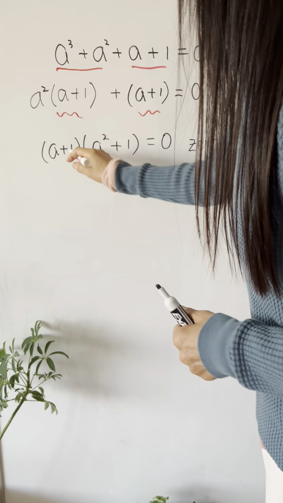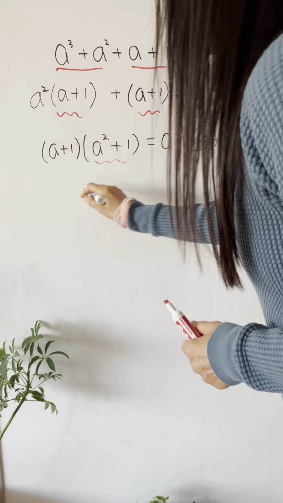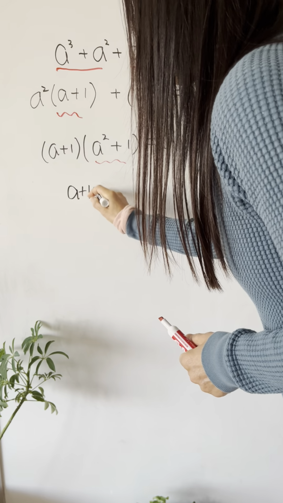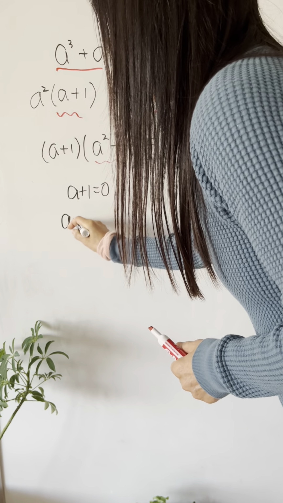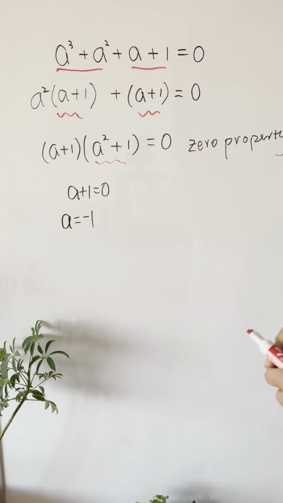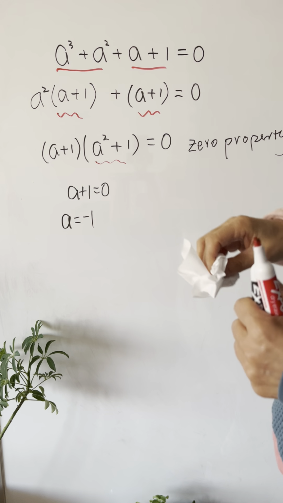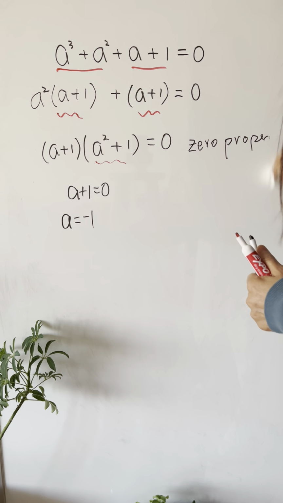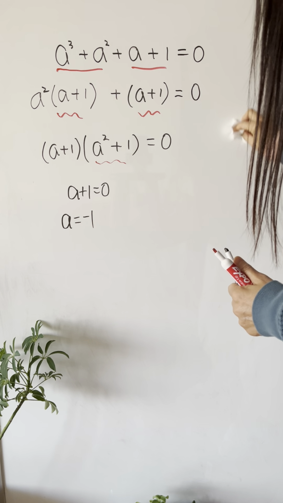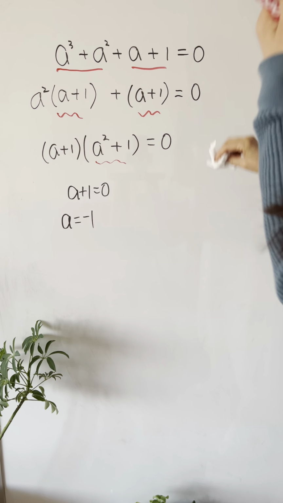That means a plus 1 equals 0. So we solve, and we get a equals -1. So this is one way to solve this problem. Well, I want to show you another way so we can compare those two to see which one you like better.